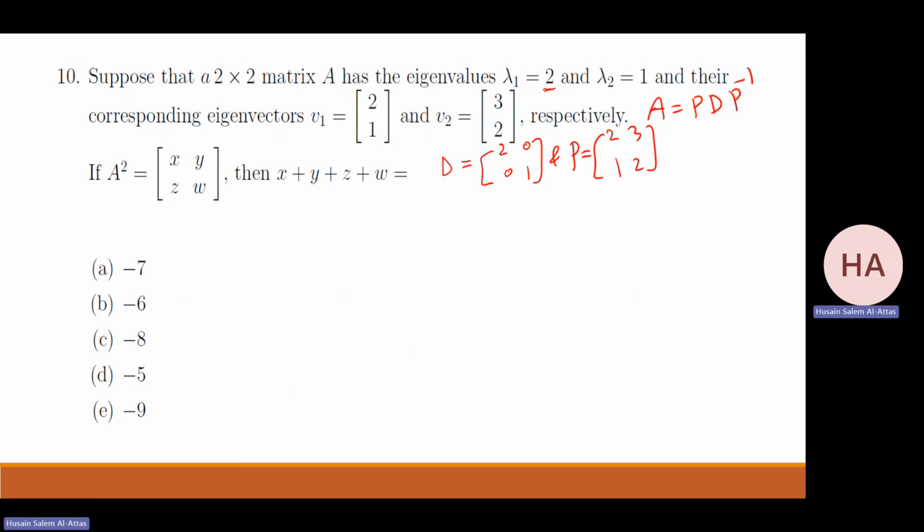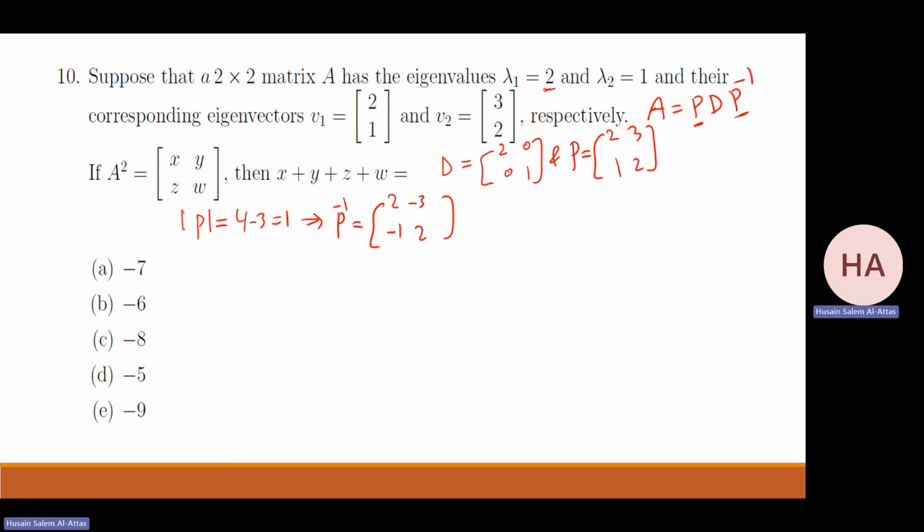Actually, I can do it in two ways. You can find A easily. I have P. I need P inverse. What will be P inverse? I need the determinant of P. You know how to find P inverse. Determinant of P will be 4 minus 3, that is 1. So P inverse will be what? Change this and change the sign of this, one over 1. So that will be P inverse.